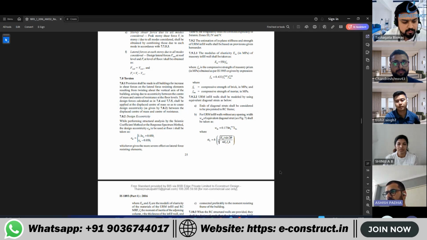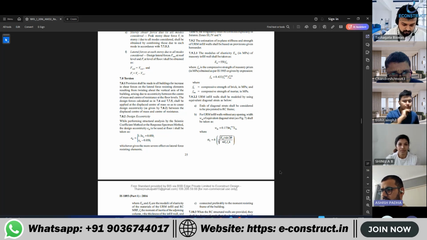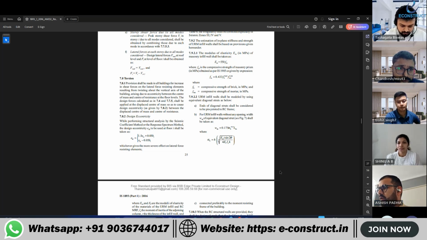Design eccentricity. While performing structural analysis by the static coefficient method or response spectrum method, the design eccentricity EDi to be used at floor i shall be taken as EDi = 1.5 ESi + 0.05 bi, or ESi - 0.05 bi, whichever gives the more severe effect on lateral force resisting elements.